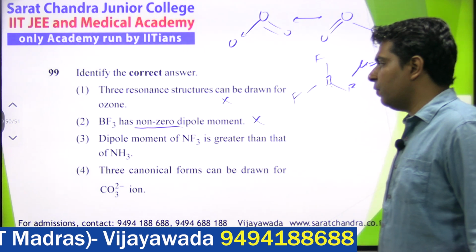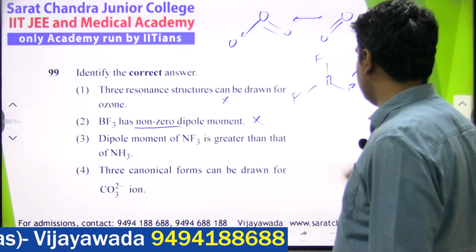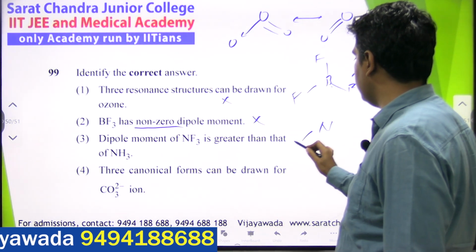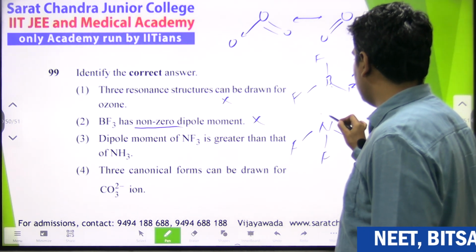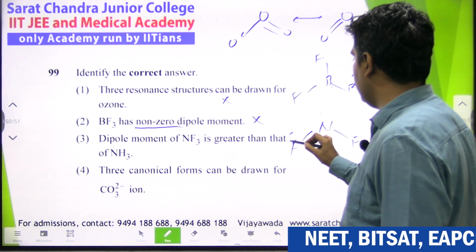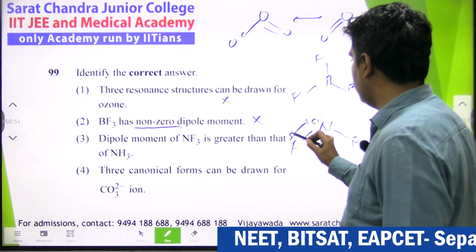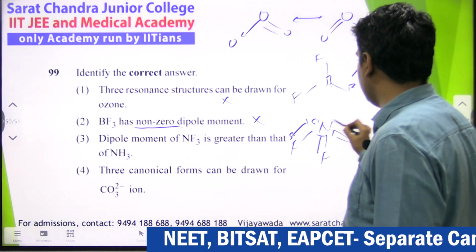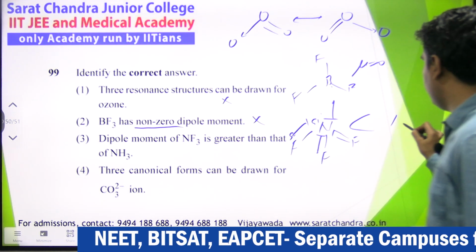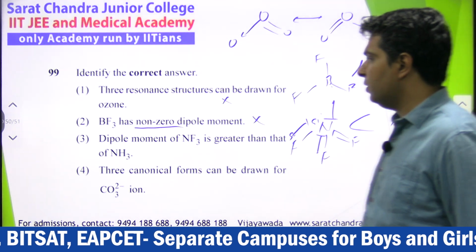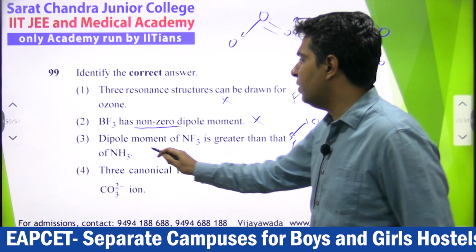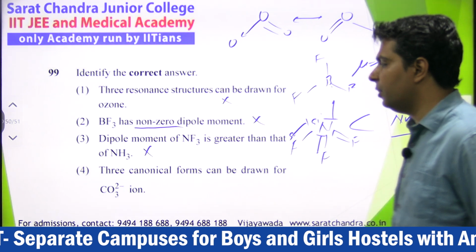Next, the dipole moment of NF3 is greater than that of NH3. Actually, the dipole moment of NF3 is less than that of NH3. This is a question from NCERT. Because of the directions of delta negative and delta positive, these will be cancelling out. So the dipole moment of NF3 is less than that of NH3 based on NCERT. So this statement, saying greater, is also not correct. You have to tell the correct answer.